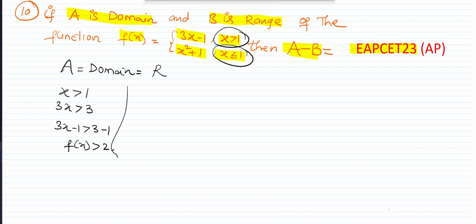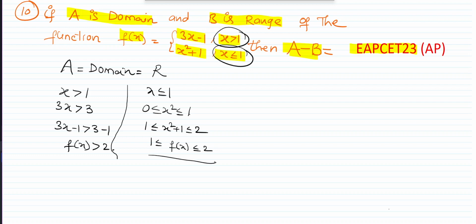And the second condition is x less than or equal to 1. Squaring on both sides, x square less than or equal to 1, which means 0 less than or equal to x square less than or equal to 1. Here only positive values we are taking. So from this, add 1 on both sides: 1 less than or equal to x square plus 1 less than or equal to 1 plus 1, which is 2. Here 1 less than or equal to x square plus 1, that is f of x, less than or equal to 2. So this is the second condition.